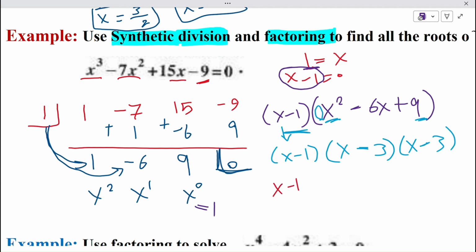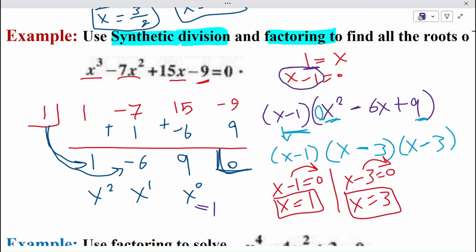X minus 1 is equal to 0. X is equal to 1. Just put this one, minus 1, to the other side of the equality. Again, x minus 3 is equal to 0. Put it to the other side of the equality. This x is equal to 3. Okay. And in this bracket again we have x is equal to 3. It means we have 3 values of this x. One of them is 1, one of them is 3, and one of them is 3.